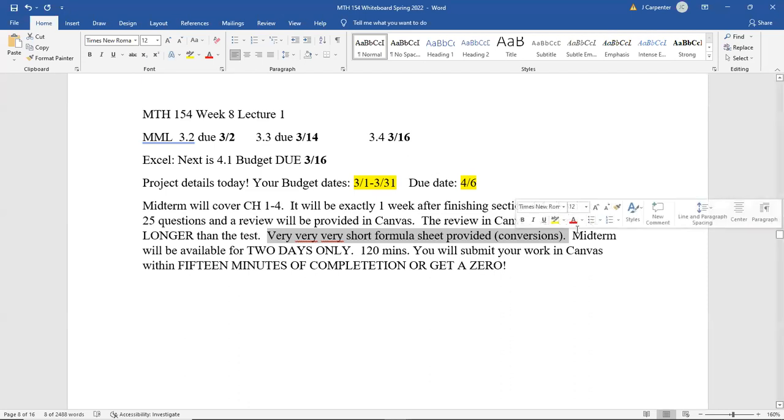And the midterm will be available for 2 days. And once we finish the chapter 4 material, I'll say, hey, it's going to be available this Monday and Tuesday or this Wednesday and Thursday. That's the combination of days that will be available, either a Monday, Tuesday, or a Wednesday, Thursday. When you open it, you will have 2 hours to complete it.